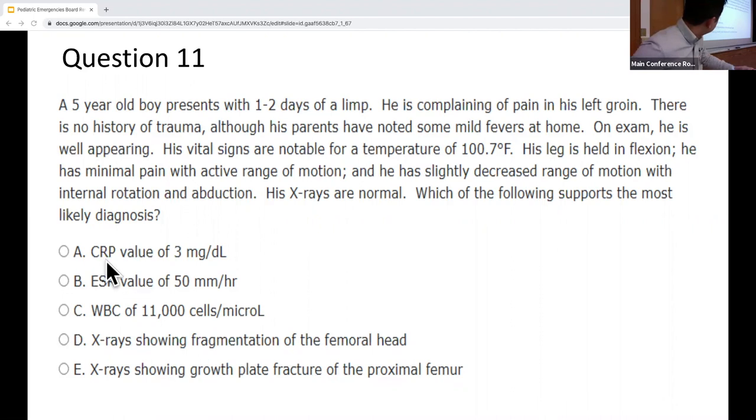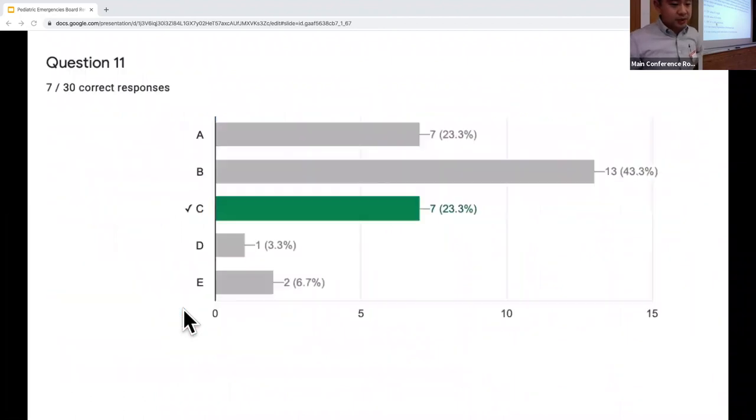And then with CRP, a CRP of 3 is pretty small, but you have to be careful because the units are going to be different based on the hospital and the test. For example, at County, the units for CRP are milligrams per liter and not milligrams per deciliter. If you convert this to milligrams per liter, it's actually 30, and that's pretty high. So that's why that's not the answer either. Just be aware the units might be different than what you're used to seeing clinically.